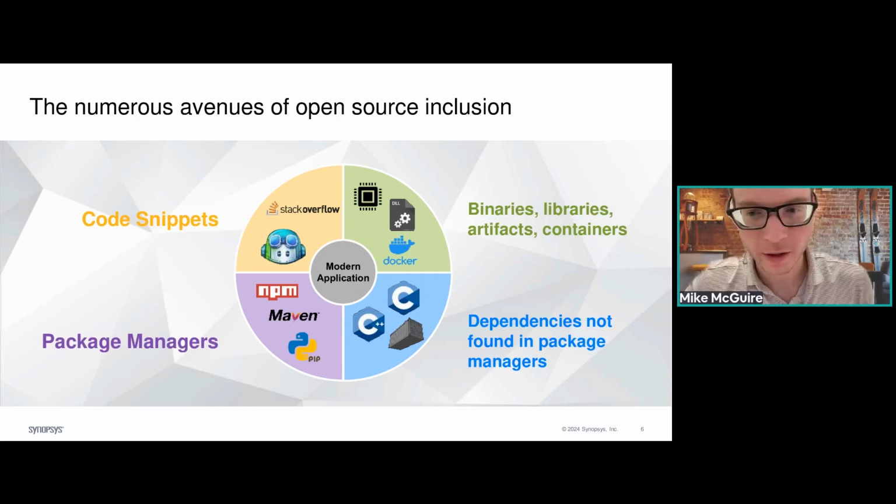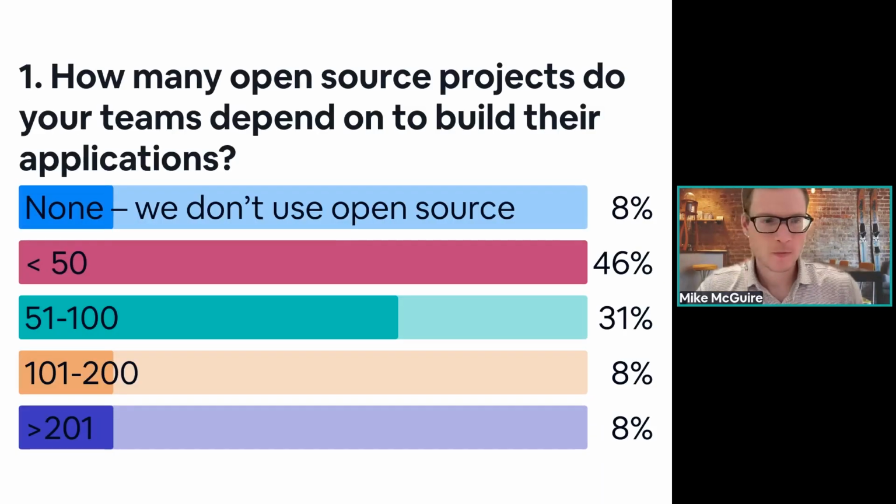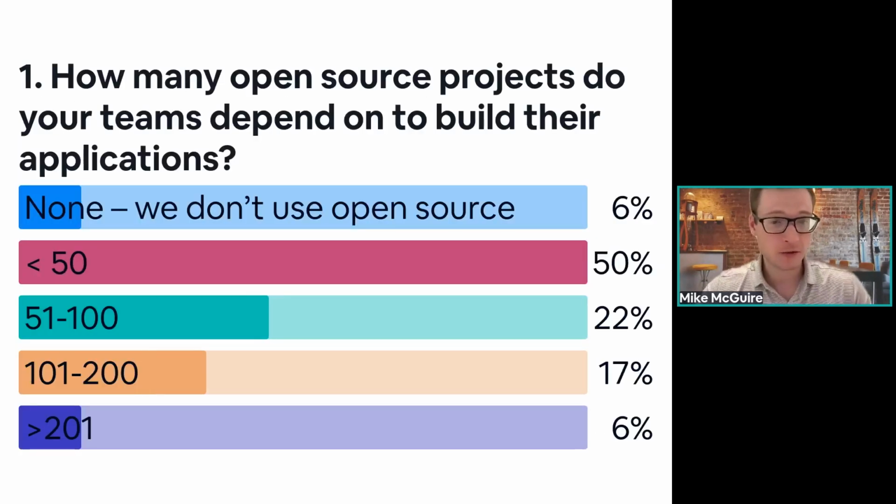I'm going to click do it later here because I already know the answer. Let's see, we'll go over to poll. All right, what do we got here? 8% say no, we don't use open source. Okay, if you say so. Oh, we're down to 6%. Somebody changed their number, or maybe not.